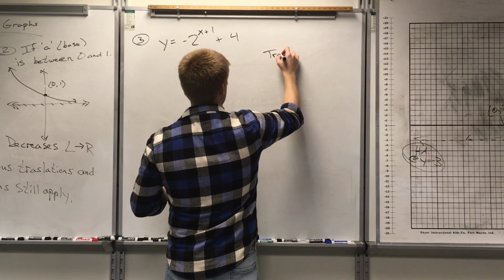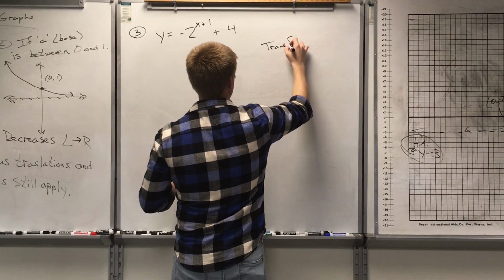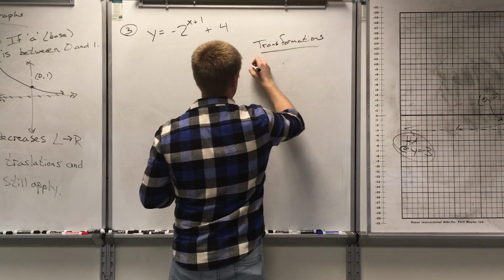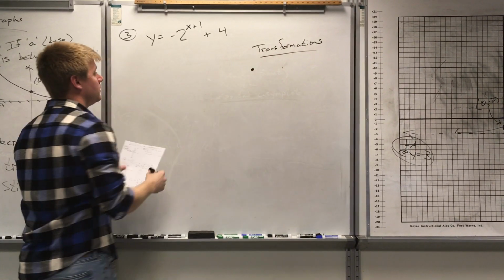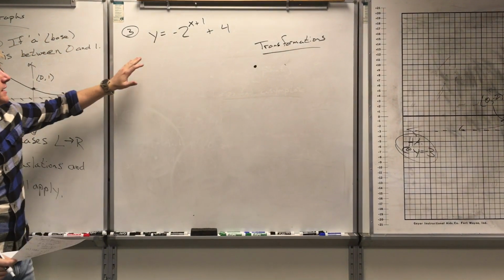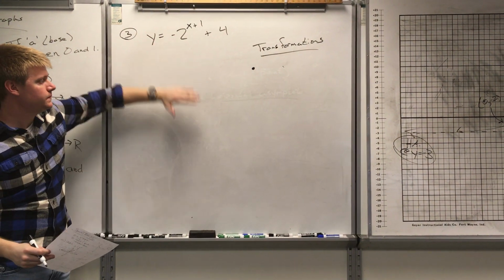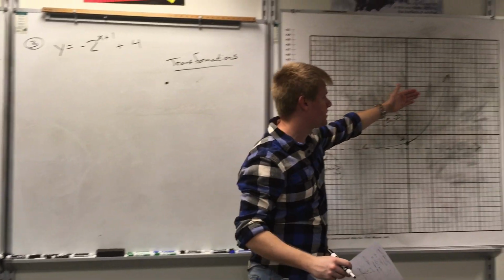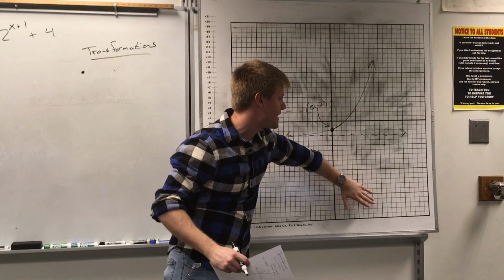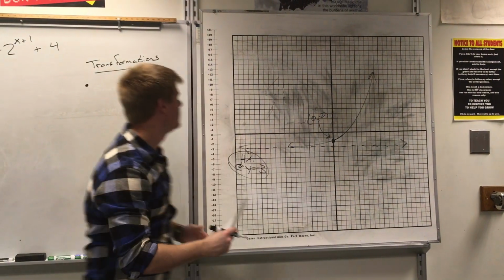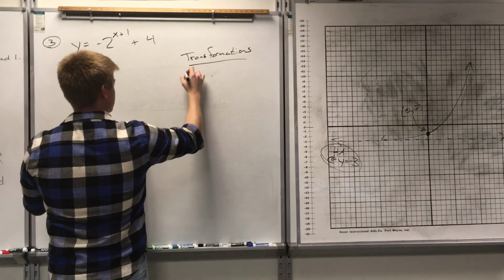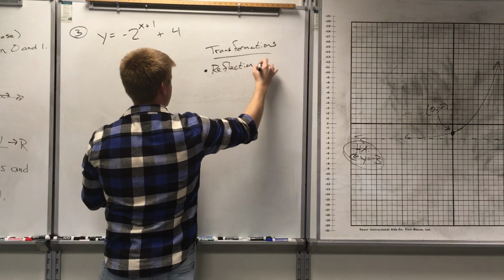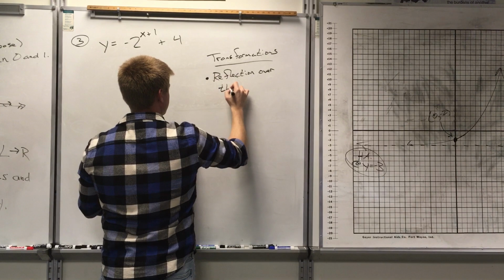Let's get our transformations written down off to the side. This one has 3. First of all, the negative out in front of an entire function flips over the x-axis. So I've left this up here for a reason. When I graph, this picture is now going to be kind of flipped. This has a reflection over the x-axis.